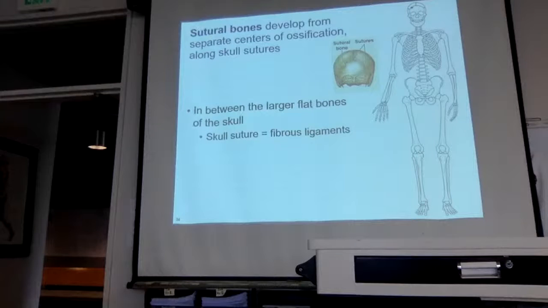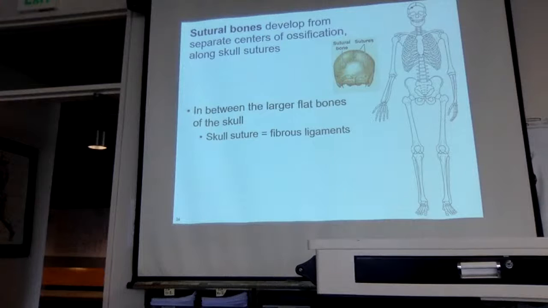Remember, this is all by intramembranous ossification. So it's just you've got bone here, you've got bone here. They eventually come together, but then you have one area in the middle where there's nothing. You need to fill that in with bone. This joint here is called a suture, and if you need to fill bone in, that's a sutural bone.